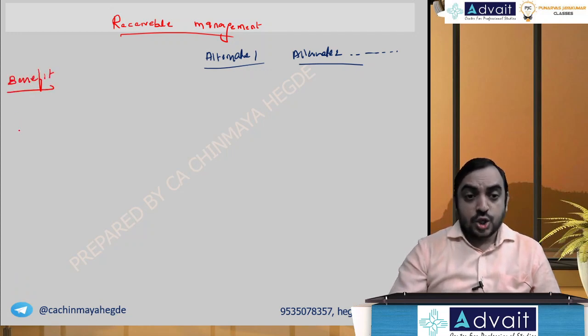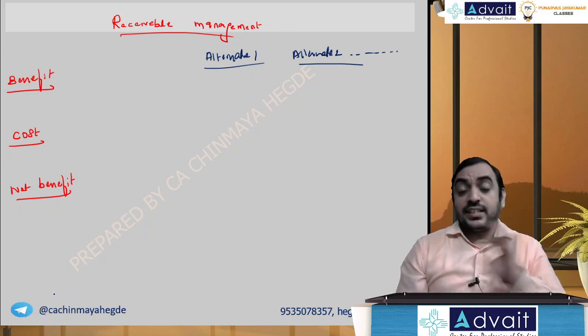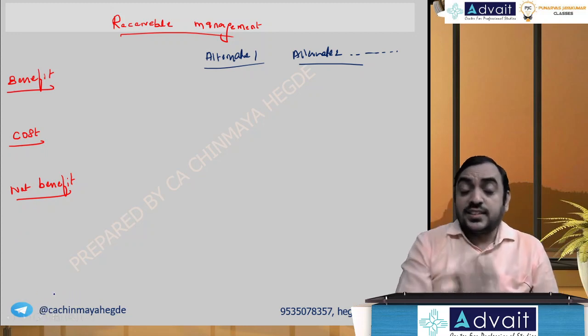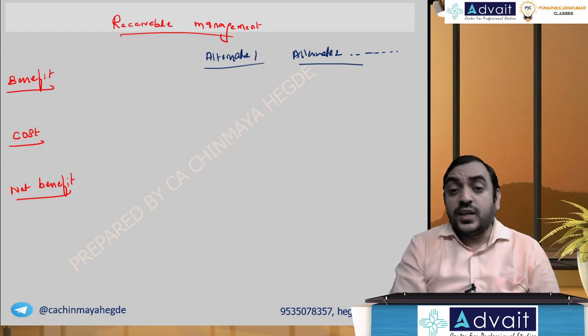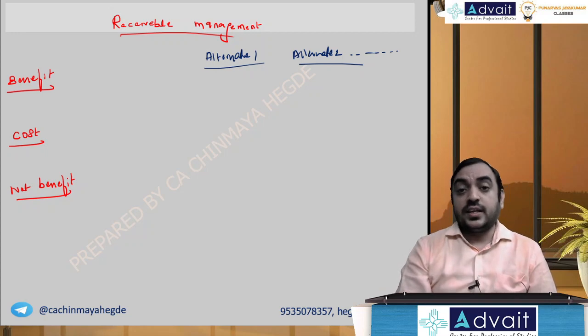And what is the cost that we get? And net benefit, if I say. Net benefit. Typical benefit what I get is sales, increase in sales. But when sales increase, expense also increases. So what is that called as?